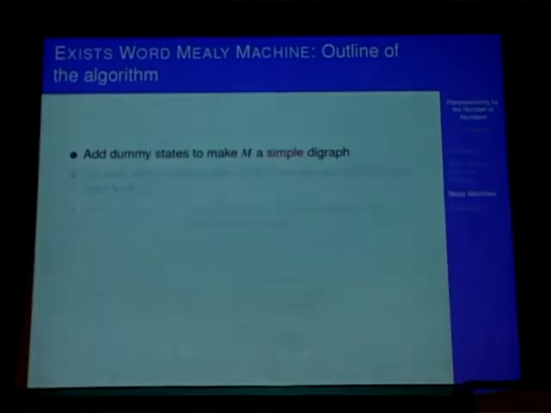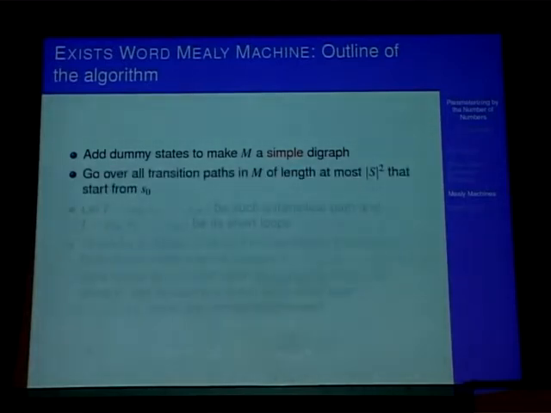Okay, so for our Mealy machine problem, we first make it a digraph. We make the machine a digraph by adding dummy states to make it a simple digraph, because our Mealy machine might have had multiple transitions between two states, so we just add some dummy states. And then we go over all transition paths in the machine of length at most |S| squared, where S is the set of states of the machine, that start from the starting state.